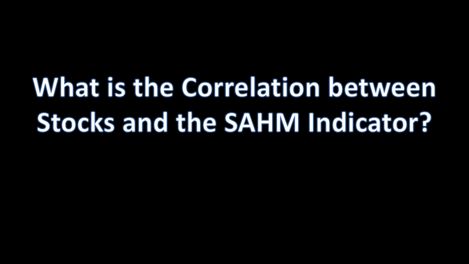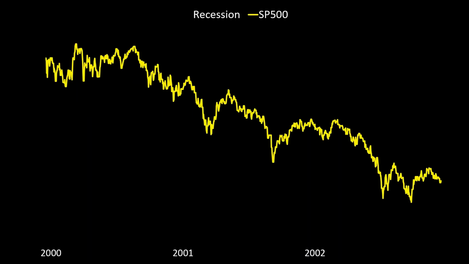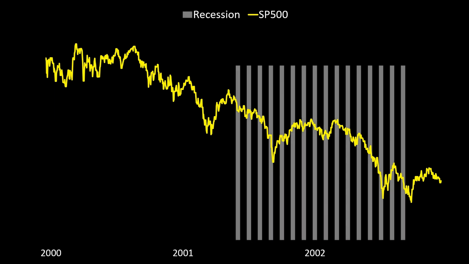What is the correlation between stocks and the Sahm indicator? How does this actually work? Well, take a look at the recession during 2001. In yellow, S&P 500. Take a look to see how the majority of the sell-off in the stock market during that financial crisis was captured by this indicator quite well.